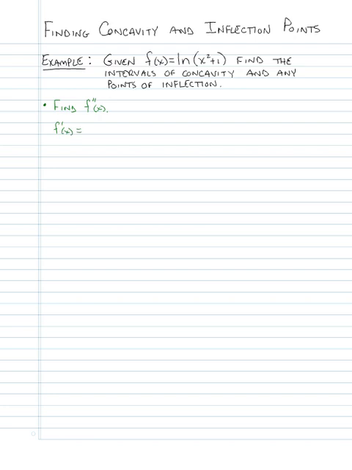Now we've got to remember how we find the derivative of a log function. Remember, it's 1 over the argument. So it's 1 over what we're taking the natural logarithm of, and then we multiply that with the derivative of the argument, x squared plus 1. So we end up with f prime of x being 1 over x squared plus 1, and the derivative of x squared plus 1 is 2x. So the first derivative ends up being 2x divided by x squared plus 1.